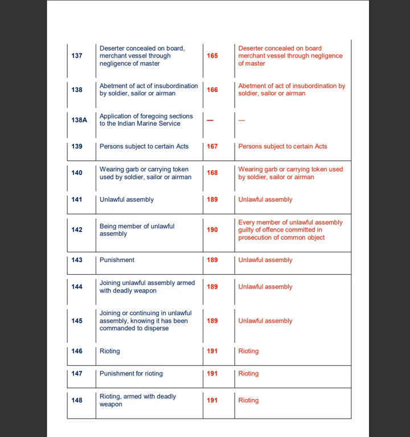Section 139 of the IPC deals with persons subject to certain acts, whereas Section 167 of the BNS deals with persons subject to certain acts. Section 140 of the IPC deals with wearing garb or carrying token used by soldier, sailor or airman, whereas Section 168 of the BNS deals with wearing garb or carrying token used by soldier, sailor or airman.